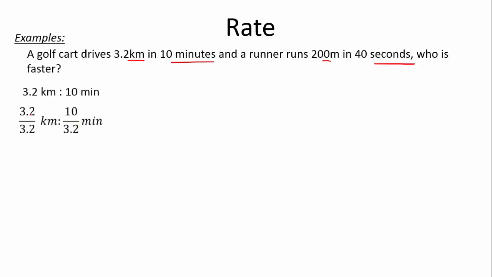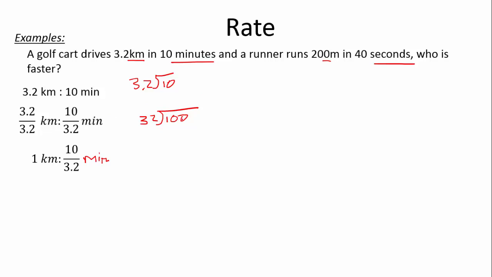We divide each side by 3.2. So 3.2 kilometers divided by 3.2 is 1, and 10 divided by 3.2, this is still in minutes. Do not forget that. We might have to do our long division here. So we say, what is 10 divided by 3.2? Remember, we're going to move the decimal across to say 100 divided by 32. Remember this. If you're not sure, make sure you watch this video.